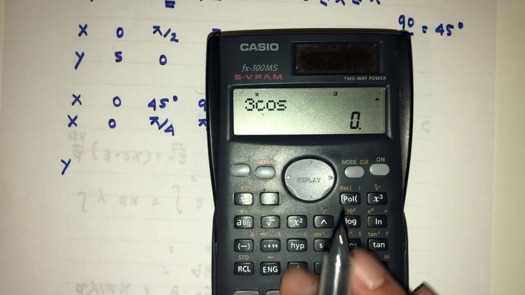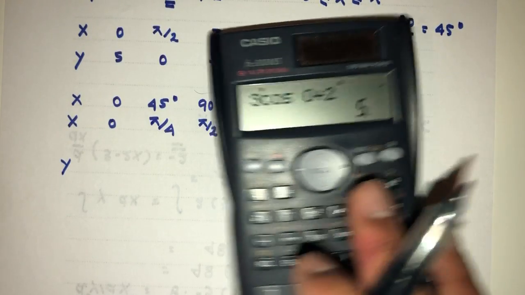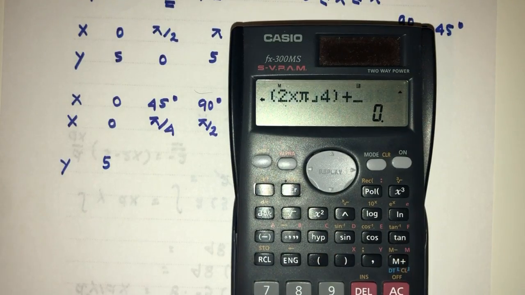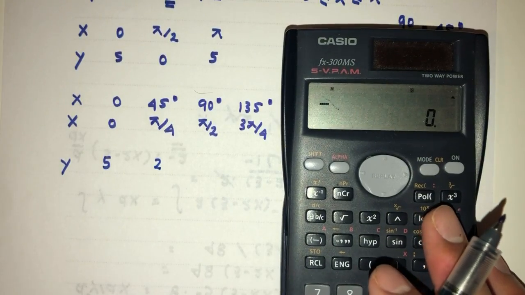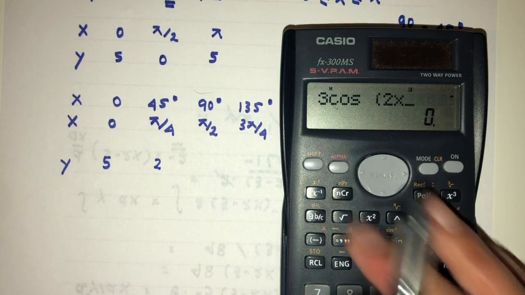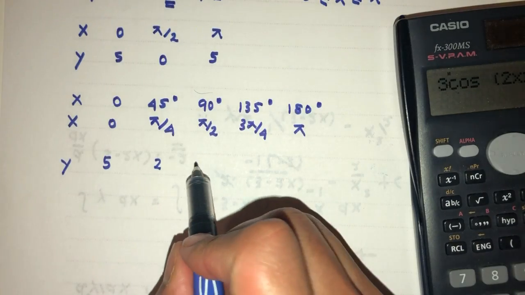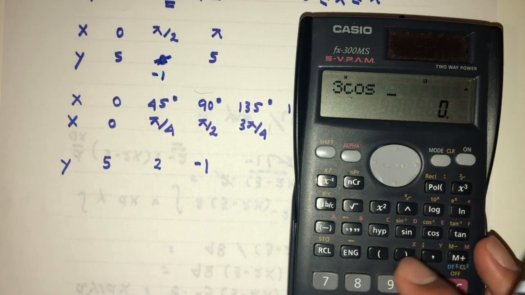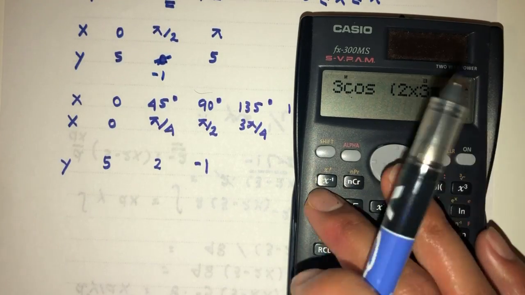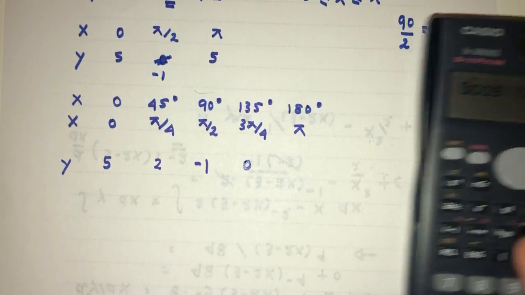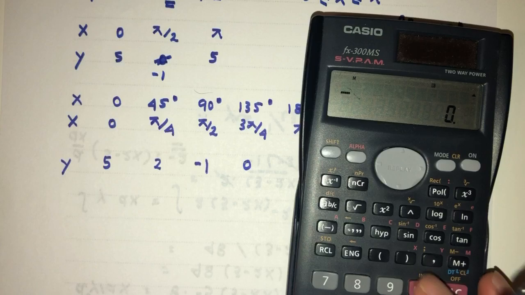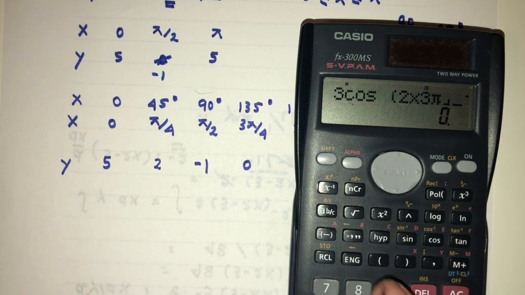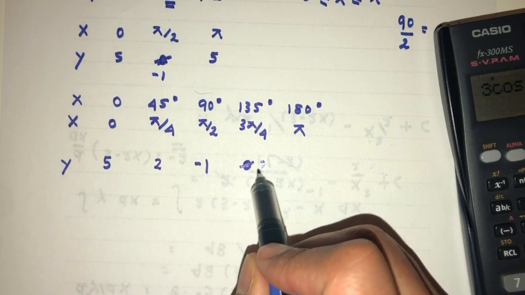So we have 3 cos of 2 times 0, which is 0, plus 2, that is 5. That's the first value. Pi by 4, that will be 3 cos 2 times pi over 4 plus 2. That should be 2. And here we have 90, which is 3 cos of 2 times pi by 2 plus 2. That should be minus 1. So the mistake here, it should be minus 1. And then 3 pi by 4, sorry, so 3 cos 2 times 3 pi by 4. Normally I think it should be 2, but let me check, because it should be symmetric. So 3 cos 2 times 3 pi over 4 plus 2. Yeah, 2. I was right, because it needs to be symmetric, and the last one should be 5.